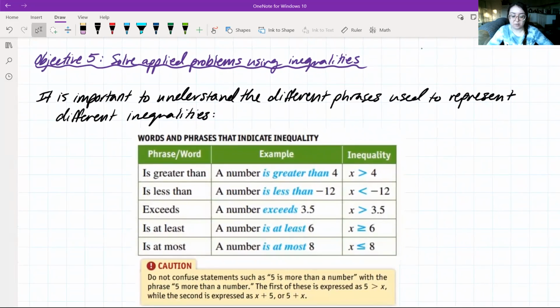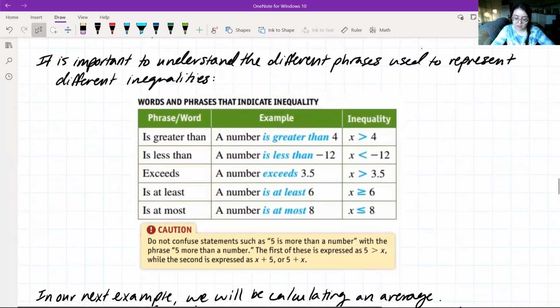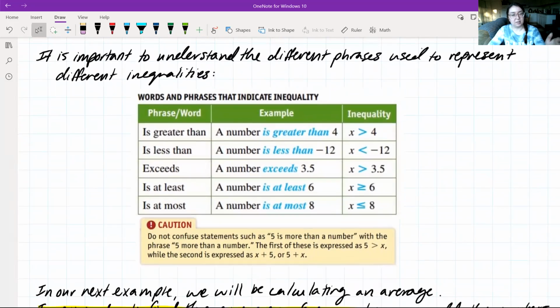Now, objective 5, we want to solve applied problems using inequalities. So now we're going to do some applied problems. It's important to understand the different phrases used to represent different inequalities. So a chart here tells us different phrases. We have is greater than, a number is greater than 4, that inequality is x greater than 4 with our little symbol. I realize that by me saying them, it all sounds the same, but when you read them, you'll see kind of the difference here.